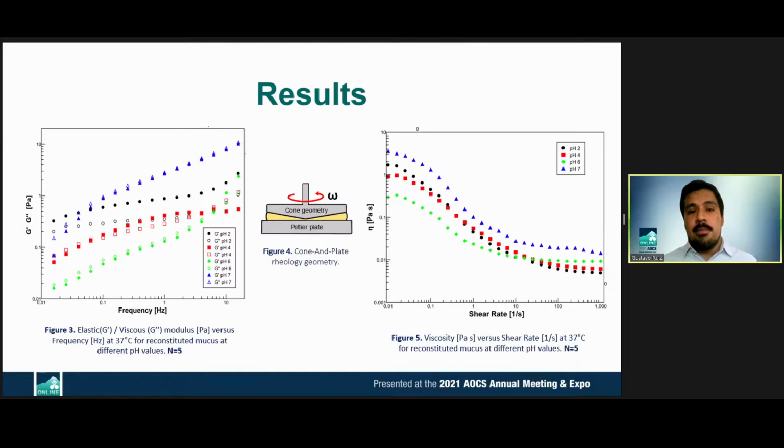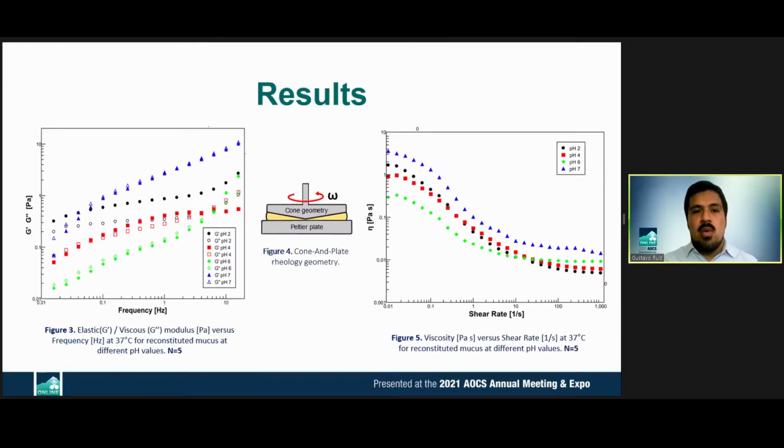The results that I have obtained in terms of rheology we can see in figure 3, a graph in which I plot the elastic and the viscous modulus of the samples. I performed the experiment under 4 different pH values. These are the most common pH values in the gastrointestinal tract: pH 2, which is very acidic, in the stomach; pH 4, the transitional pH; and pH 6 and 7, which are more related to the intestines.